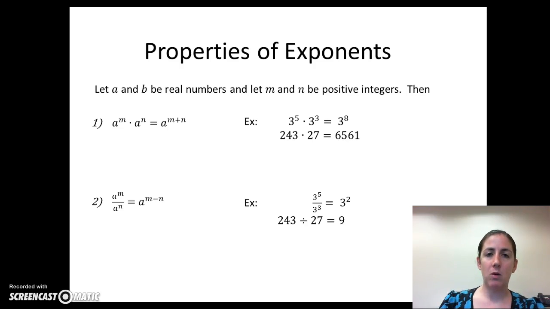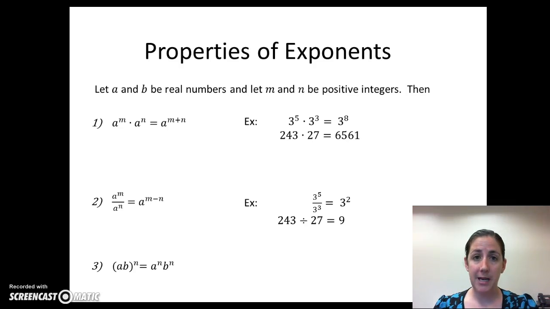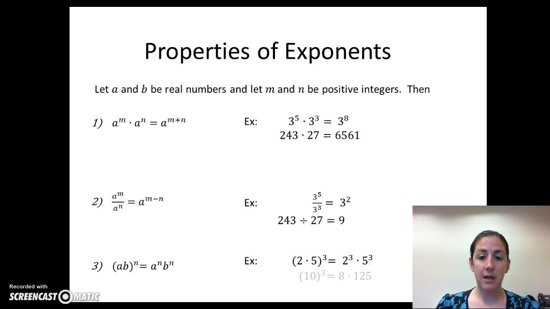Now the next two properties go along with if you have an expression and that expression does not have addition or subtraction, you can distribute the exponent. So the first one is multiplication. a times b to the n, you can distribute that exponent, a to the n times b to the n. So 2 times 5 to the 3rd would be 2 to the 3rd times 5 to the 3rd. Well, and you can check that. 2 times 5 is 10, and 2 to the 3rd is 8, 5 to the 3rd is 125. 10 to the 3rd is 1,000, 8 times 125 is also 1,000, so it works out.